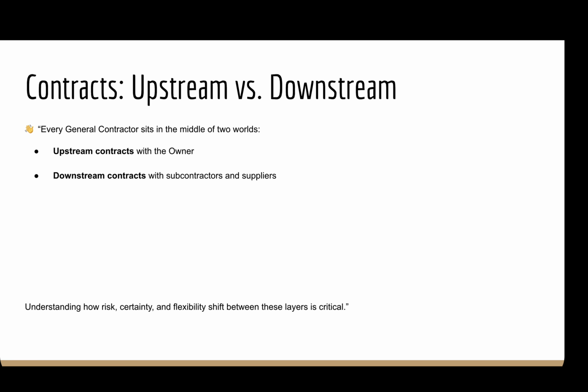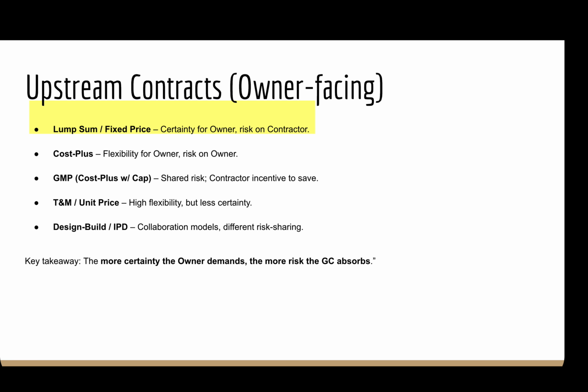Let's look at some common contract types. Lump sum is high certainty for the owner, but high risk for the general contractor. Every estimating miss or market escalation comes straight out of the general contractor's margin. Cost plus is generally cost plus a fee. It's low certainty for the owner, but low risk for the general contractor. So the owner pays actual costs plus a fee.